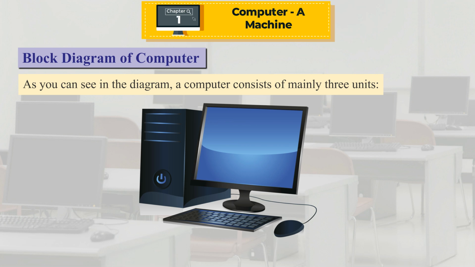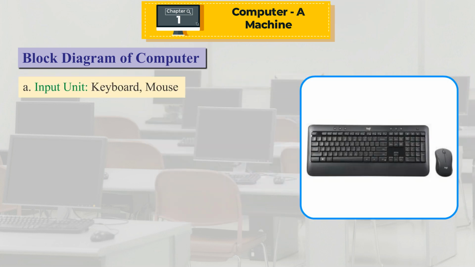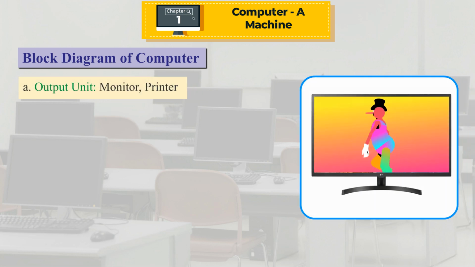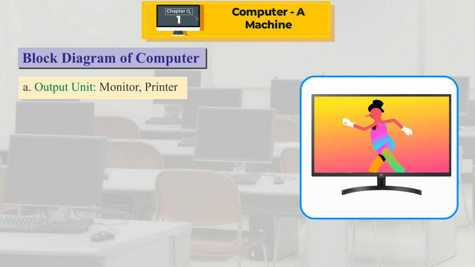As you can see in the diagram, a computer consists of mainly three units. A. Input unit: keyboard, mouse. B. Processing unit: central processing unit, CPU. C. Output unit: monitor, printer.